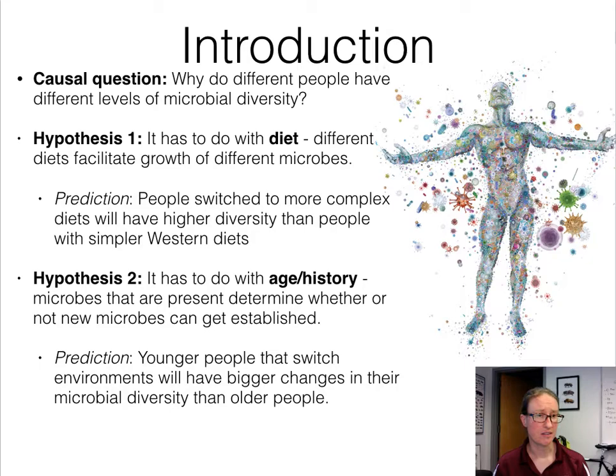So the scientists' causal question in this experiment was, why do different people have different levels of microbial diversity? And they tested two hypotheses in this particular experiment. Not all experiments will, and that's fine, but in this case it's more fun to highlight both. So their first hypothesis is that this microbial diversity has to do with what people eat. So different diets could be facilitating the growth of different microbes. So their prediction is that people that are switched to a more complex diet will have a higher microbial diversity than people with a simpler Western diet.